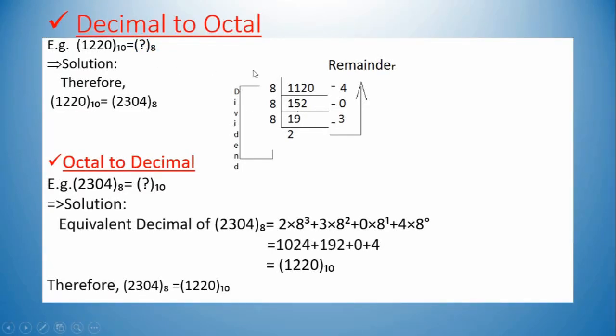So in this case, you have to divide the given decimal number by the base of octal. And here are the remainders that you have to write. Then when we divide 1220 by 8, the remainder becomes 4. Similarly, in the next case the remainder becomes 0, then 3, and at last 2 remains. So all these 8s are divisors, and all these are the remainders. So the answer will be the remainders. While writing the answer, we write it from down to up, that is, 2304 is the answer.